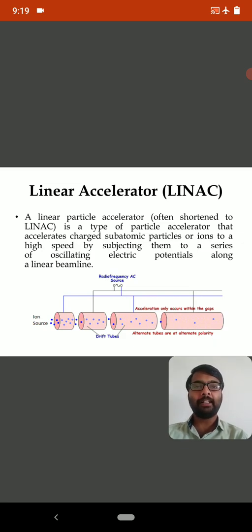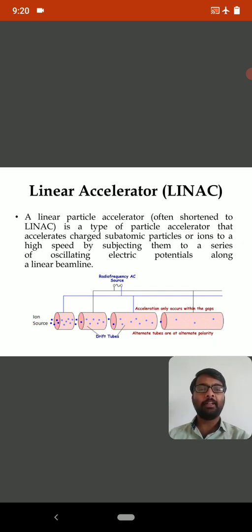So how does this linear accelerator accelerate those subatomic particles as well as the heavy ions? It accelerates them by subjecting them to a series of oscillating electric potentials. Means by applying higher voltage, it increases the velocity of the subatomic particles as well as the heavy ions. As the velocity is directly proportional to energy, we can increase the energy, so that one can extract a high energetic beam from this linear accelerator for various kinds of experiments.